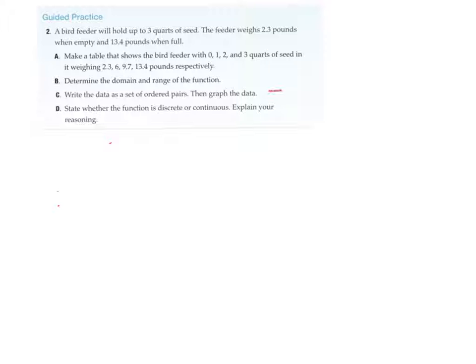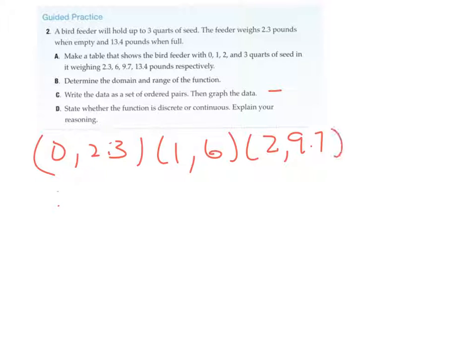Our ordered pairs: 0 is with the 2.3. Our 1 is with the 6. Our 2 quarts is with the 9.7. And our 3 quarts is with 13.4.